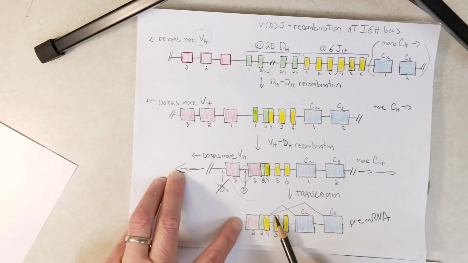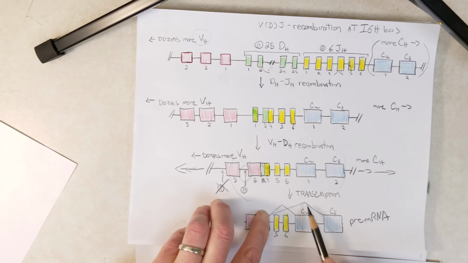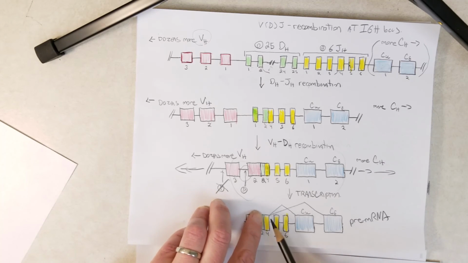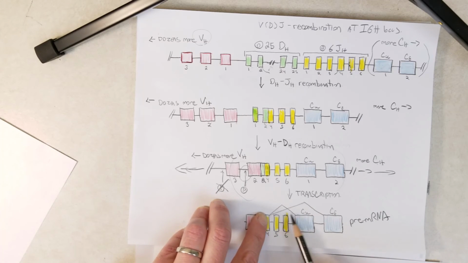And we can have 2 splicing events on this pre-messenger RNA. We can have this number 4 right here joined to the C delta constant region, or number 4 can be joined to the C mu constant region. And this is one model of how this happens. There's another model that explains how we get the different constant regions in the heavy chain.